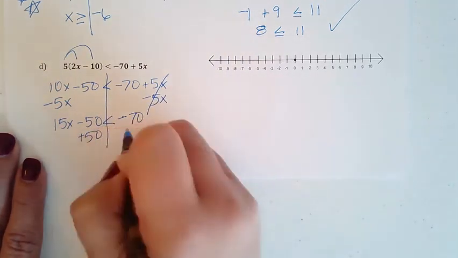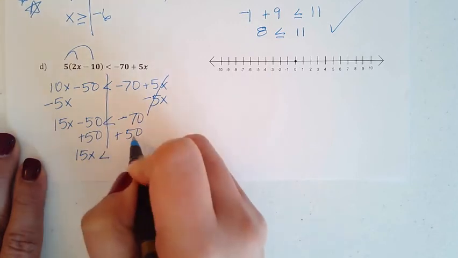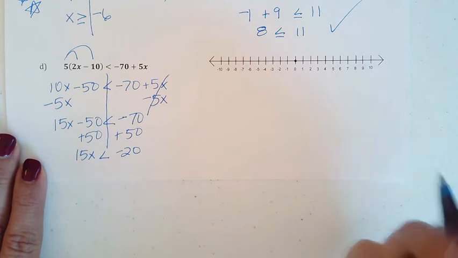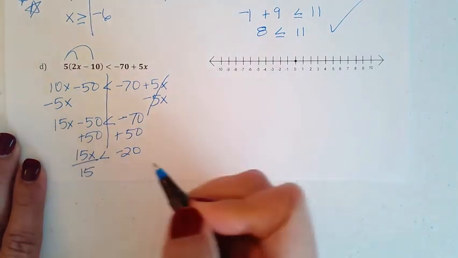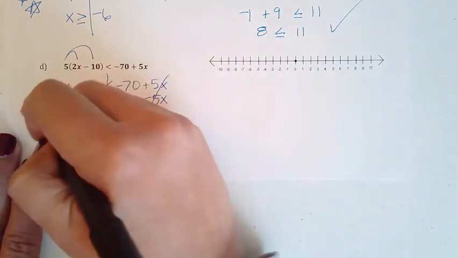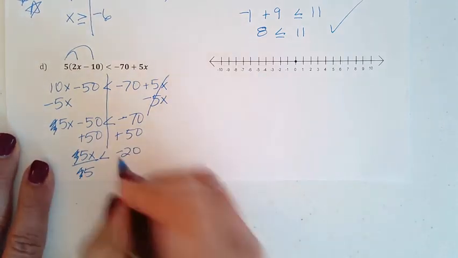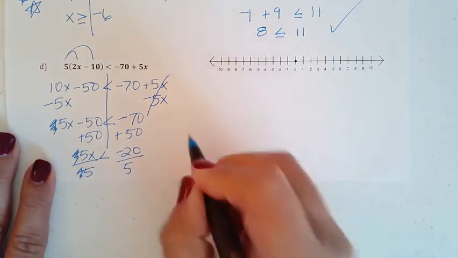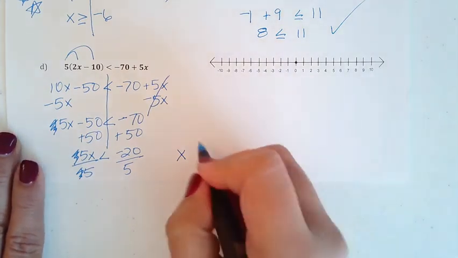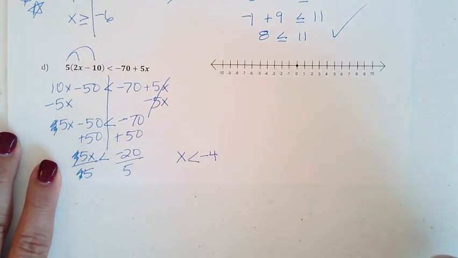Add 50, 15x is less than negative 20. Divide both sides by, oops, did you see my mistake? 10x minus 5x is 5x, not 15x. I'm sorry, guys. So we're going to divide both sides by 5. And I get x is, again, I haven't multiplied or divided by a negative, and I'm going to get x is less than negative 4.